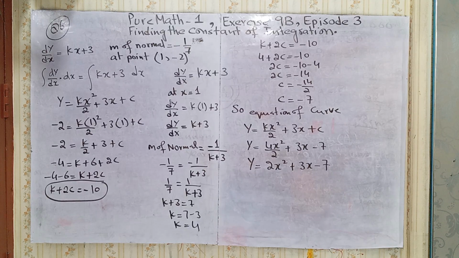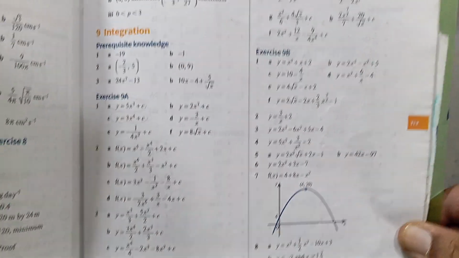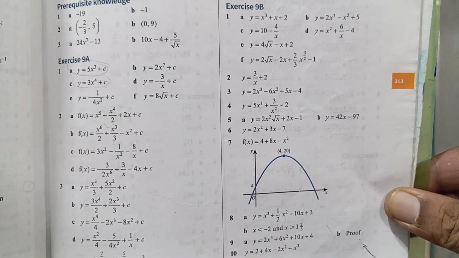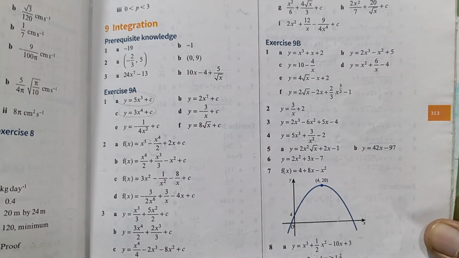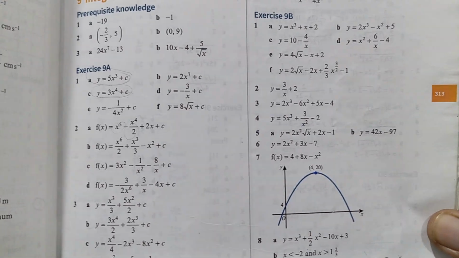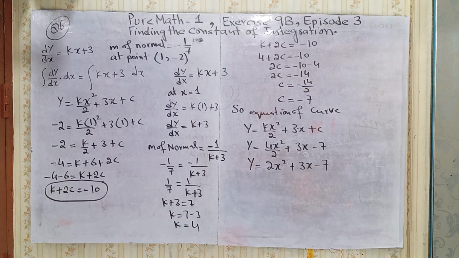So let me show you the answer. You can see here the question 9B, question number 6, 2x squared plus 3x minus 7. This is the answer. Question number 9, and it's part 6. So this is how you will do question number 6. I hope this question is clear to you. So we will go to the next question.